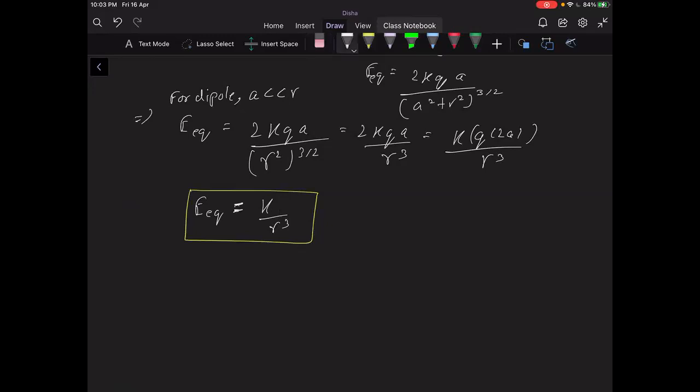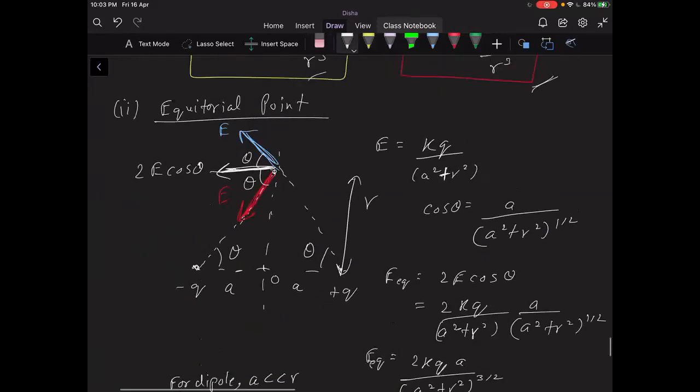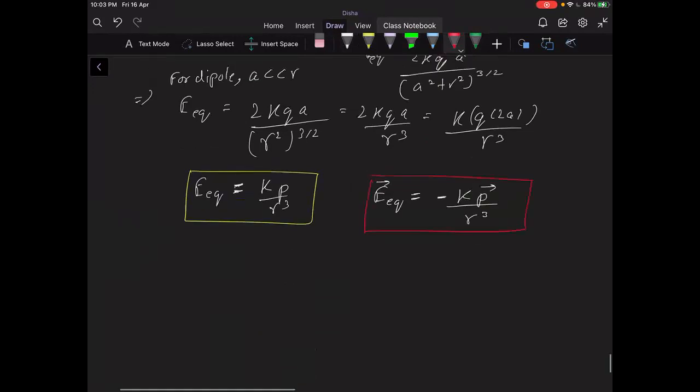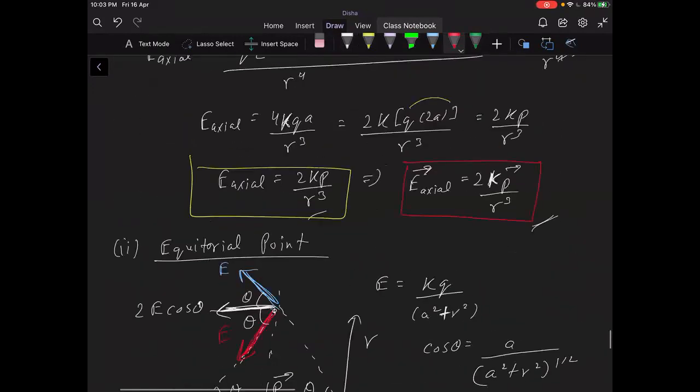Also, direction wise, it's not the same as p. If you see the direction, negative to positive, the dipole moment will be on the right side, whereas the field is on the left side. Even if you draw below, same answer. That means I have a negative relation in terms of direction between E axial, E equatorial, and the dipole moment. So E equatorial, in the end, in vector form, which you should remember for maximum efficiency, is minus kp vector by R cube. So that's the takeaway message: equatorial, axial.